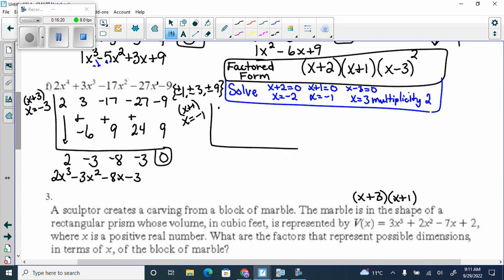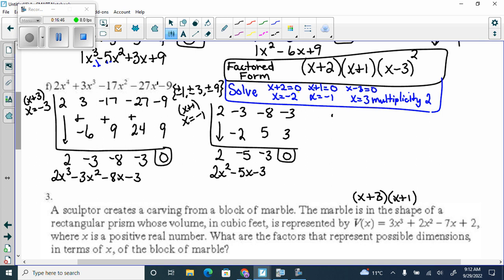So now I have 2, negative 3, negative 8, negative 3. 2 times negative 1 is negative 2. Add, it is negative 5. Multiply, it is 5. Add, it is negative 3. Multiply, it is 3. Add, it is 0. And now it's squared: 2x squared minus 5x minus 3.